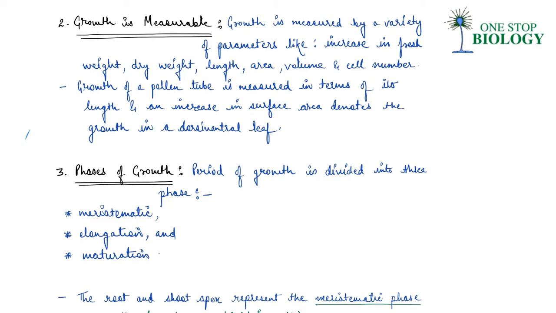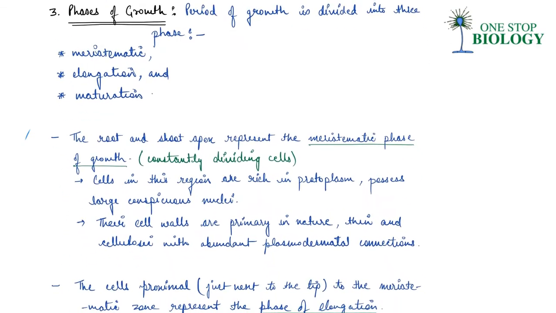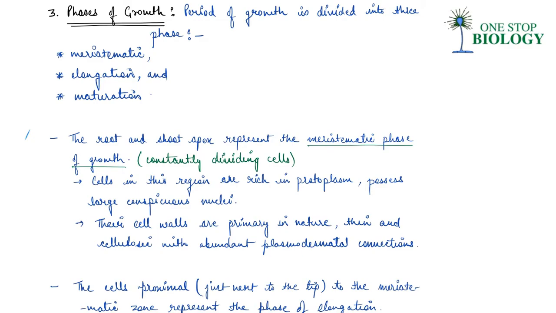We'll discuss one more parameter, and then we'll end this video and make a part two of plant growth. So what is the third parameter? What are the phases of growth? Let's discuss the phases of growth. When we talk about the phases of growth, it is divided into three different phases. Three phases. What are these three phases?